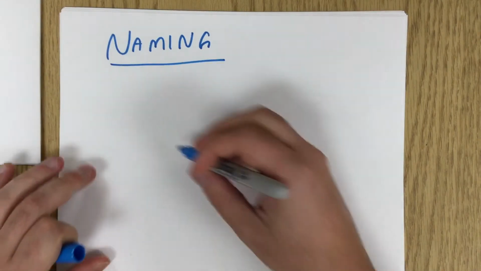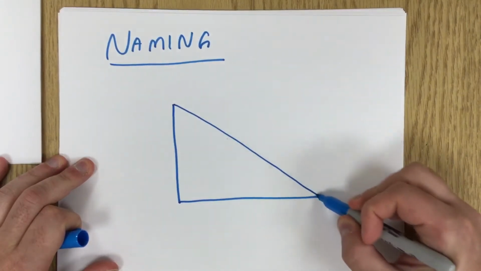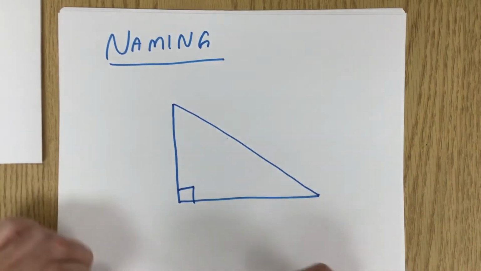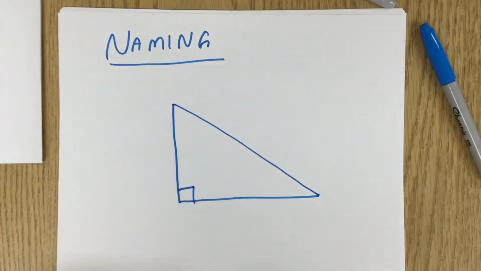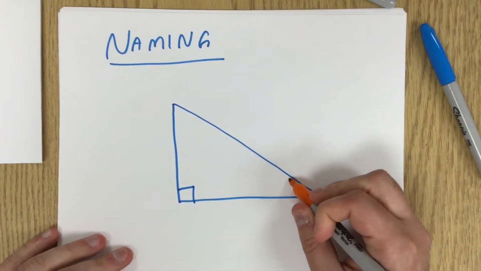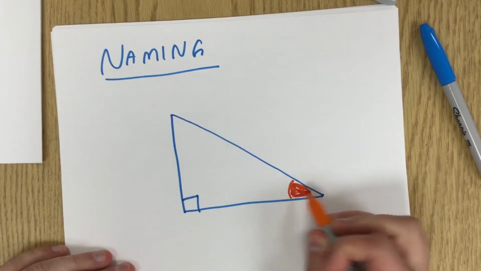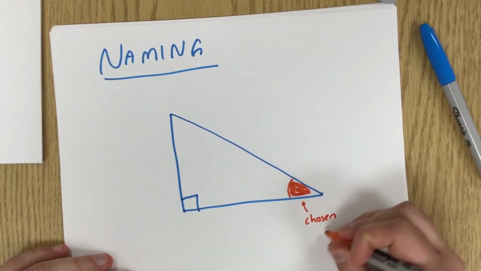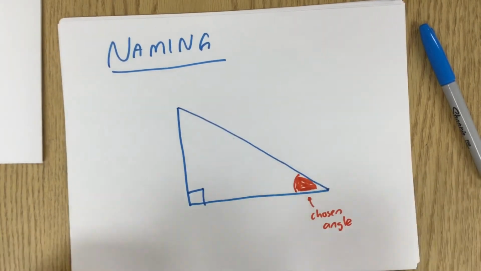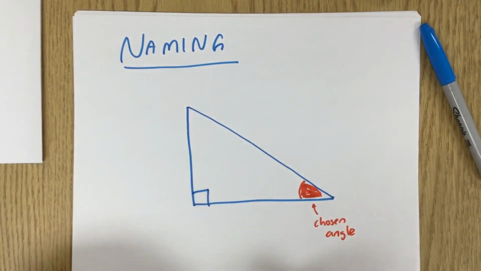So what we have is a triangle. And it's a right angle triangle, so I'm going to put the right angle over there. And then I'm going to pick an angle to be a special angle. So I'm going to say that this angle over here, that's kind of our chosen angle. I'll explain what that means later. But for now, we're just going to be choosing an angle that's not the right angle.